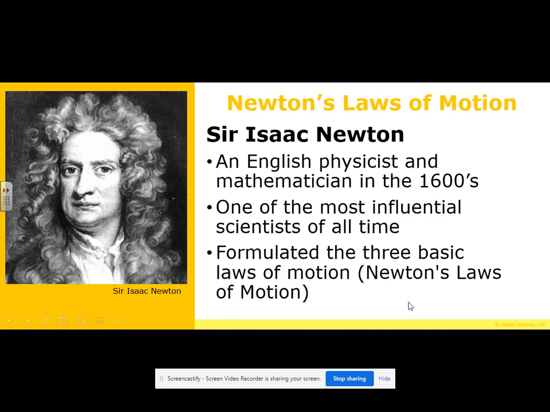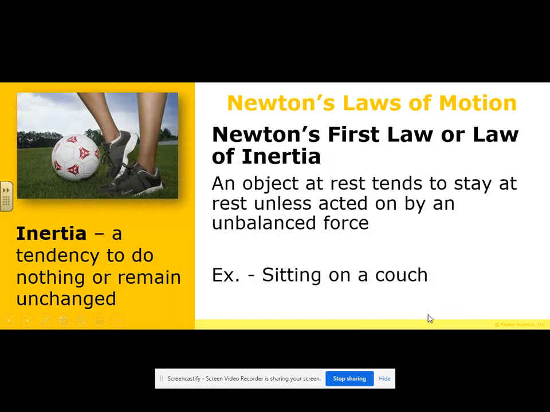And last little bit, this is Newton. This is a picture of him, who kind of came up with these rules or laws of motion. He's also credited with kind of discovering gravity as well. Okay. And then the last concept was the concept of inertia.